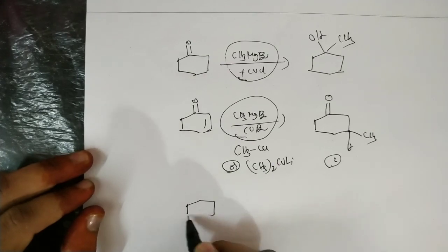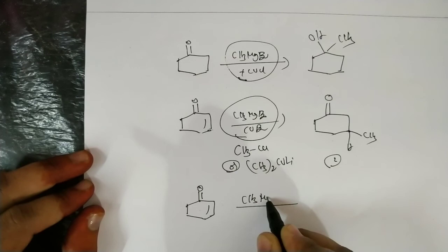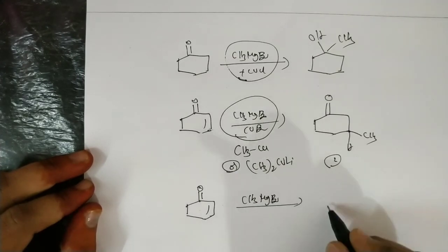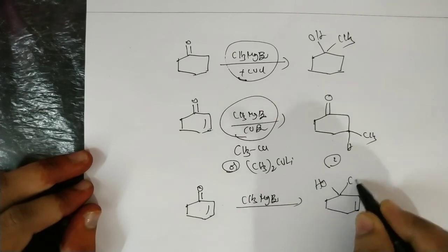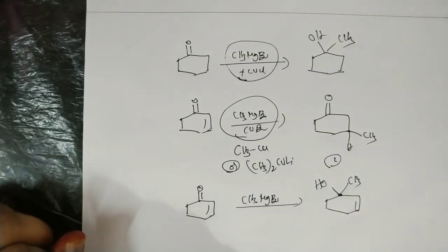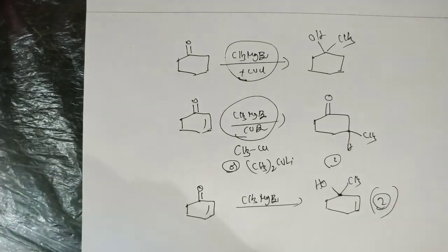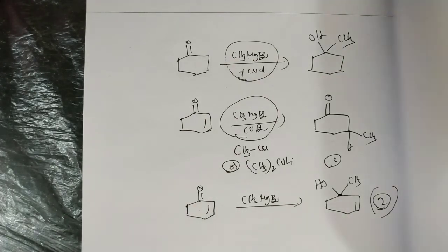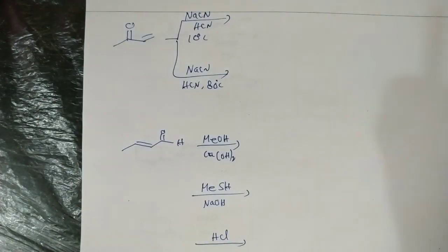Suppose this compound again reacts with methyl magnesium bromide only. Here 1,2 addition takes place, giving OH and CH3. Again a chiral carbon is generated, so we will get two isomers, dextro and levo, for this one also because it is a chiral carbon. So for conjugated carbonyl compounds we can discuss the conjugate addition reaction.